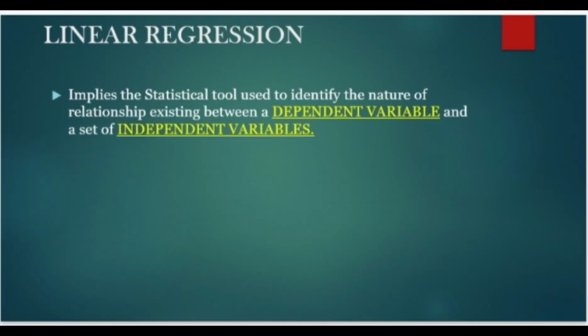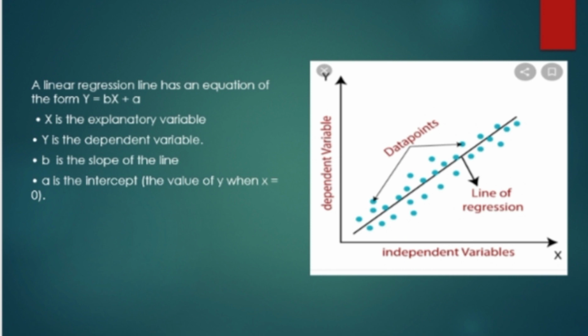Linear regression implies that a statistical tool used to identify the nature of relationship existing between a dependent variable and a set of independent variables. A linear regression has an equation of the form y equals bx plus a. X is the explanatory variable, y is the dependent variable, b is the slope of the line, a is the intercept or the value of y when x is equal to 0.